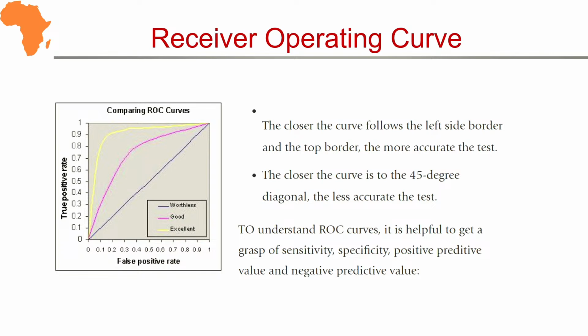So when you do an ROC curve, when you're plotting that and you get one that is towards the left, the closer the curve follows the left border of the side and the top border, it means it has a very good accuracy. The closer the curve is to the 45-degree angle diagonal, the less accurate. To understand ROC, it's helpful to get a grasp of sensitivity, specificity, and predictive values. We are good?